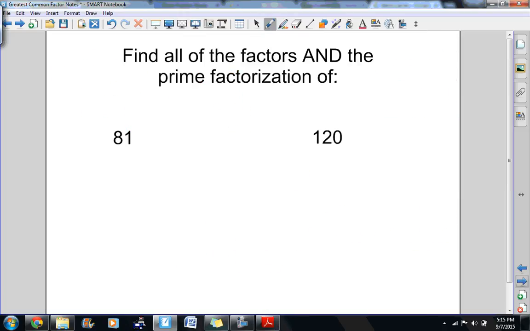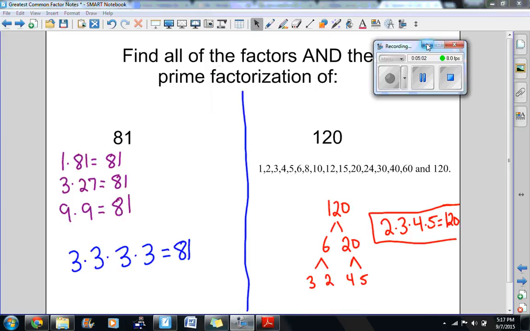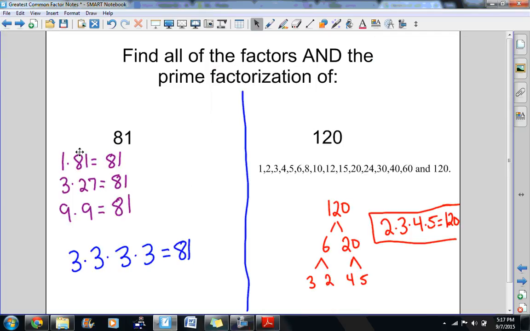So I would like you to pause the video and try both of these. Here's what I got for the answers to these questions. The factor list for 81, I had 1, 3, 9, 27, and 81.